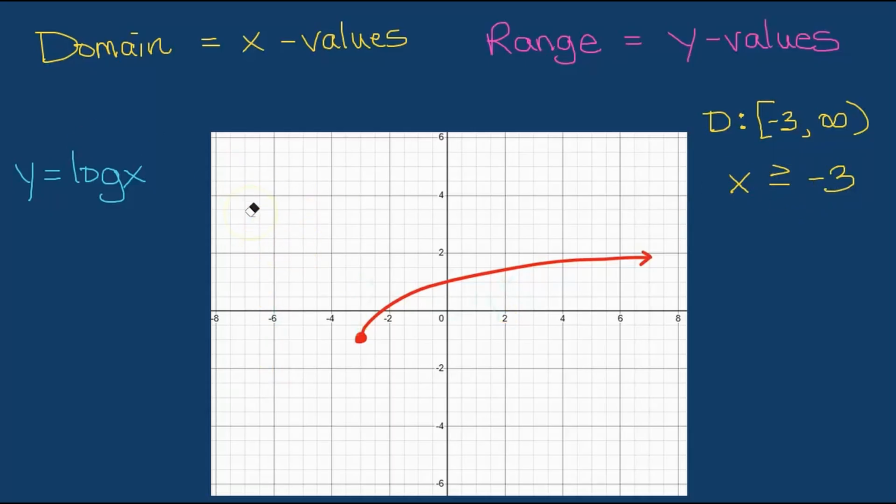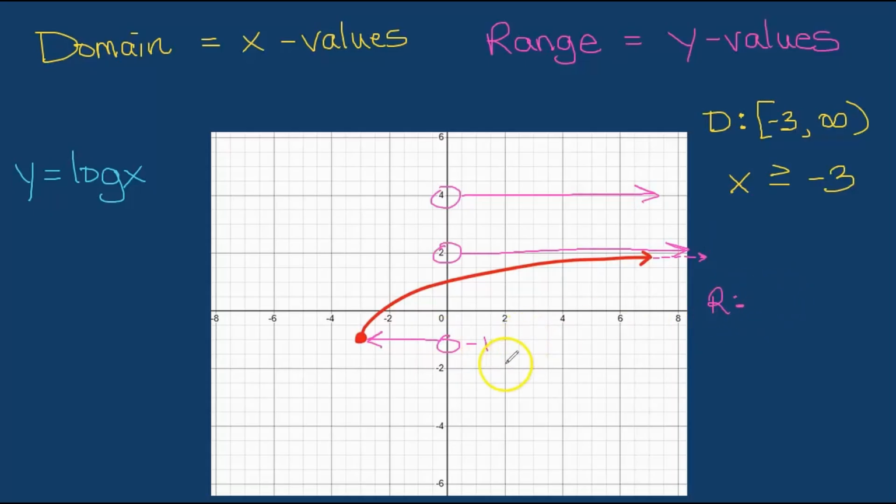Let's do our range. Remember, range is going to be y values. If I go up here, you can see that this function is not going to hit it. In fact, it's not even going to hit 2. It's getting closer and closer and closer to 2, but as far as we can tell, it's never going to cross. It's also not going to cross anything below -1. But since that dot is closed, it's going to include -1. So this is a more complicated range.